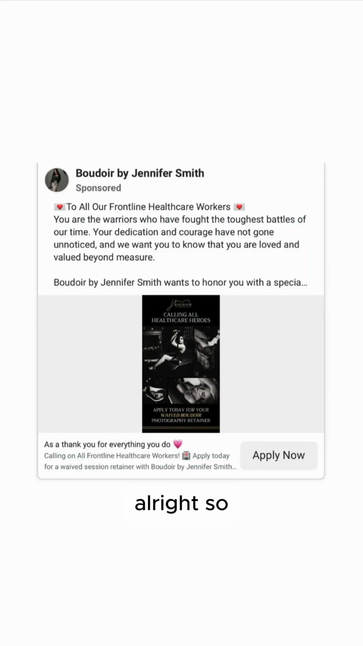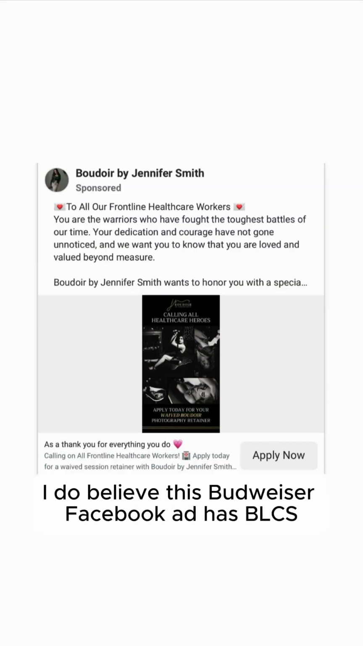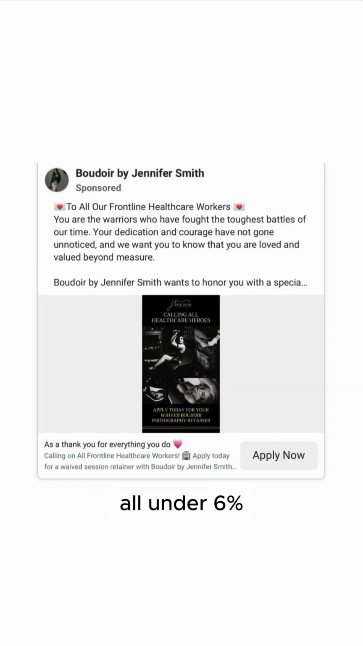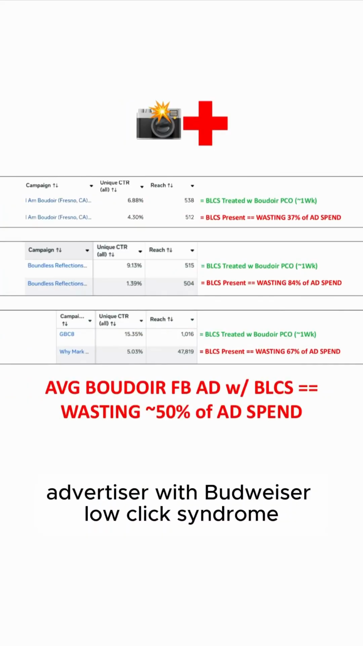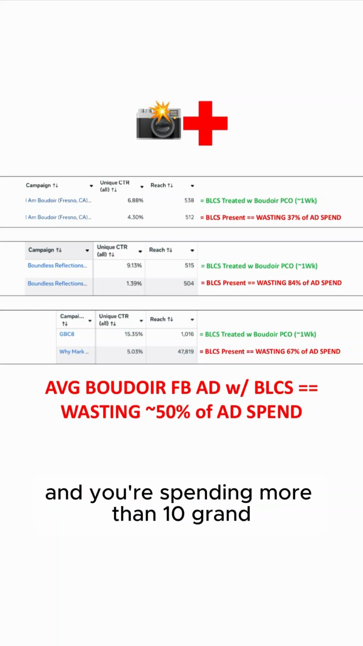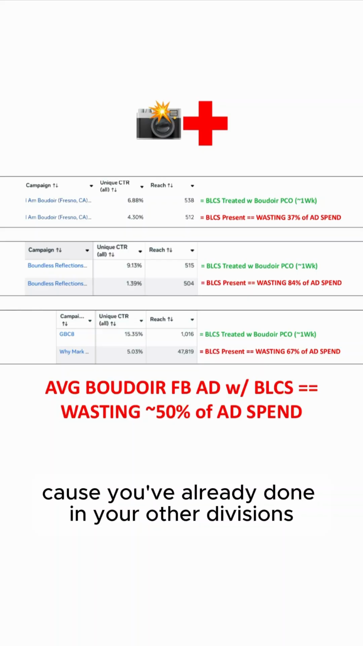All right, so after looking at all this, my diagnosis is yes, I do believe this Boudoir Facebook ad has BLCS, aka Boudoir low click syndrome, with a unique CTR all under 6%. So if you're a BLCA with BLCS, so if you're a Boudoir low click advertiser with Boudoir low click syndrome, your unique CTR all is under 6%, and you're spending more than 10 grand a month on Boudoir Facebook ads, and you've decided now you need to pull profit out of the business from your Facebook ad division because you've already done it in your other divisions.